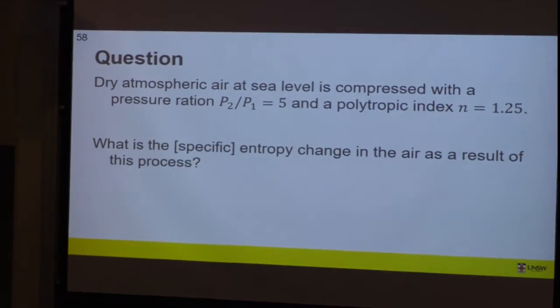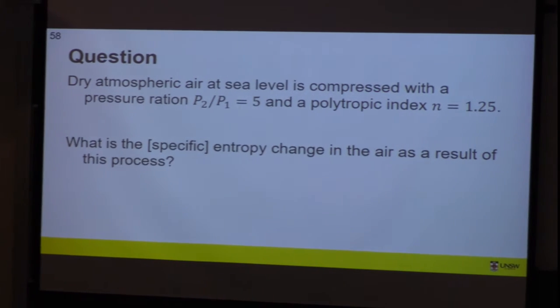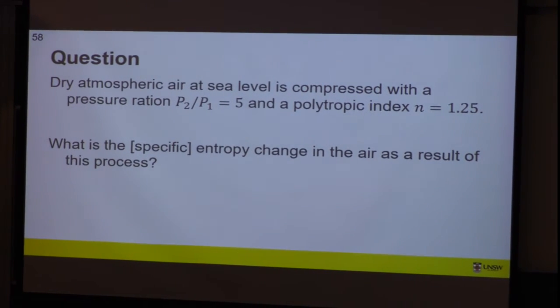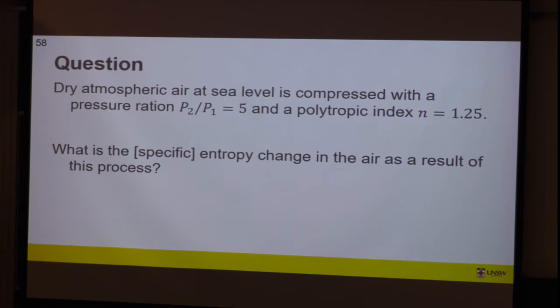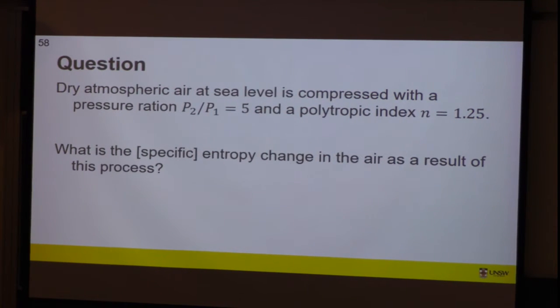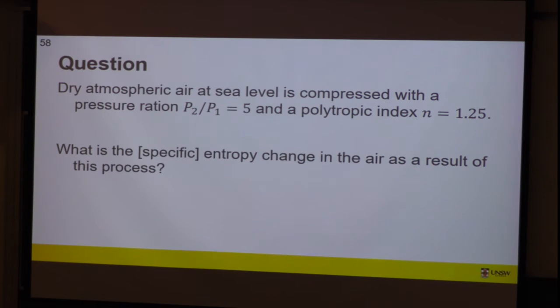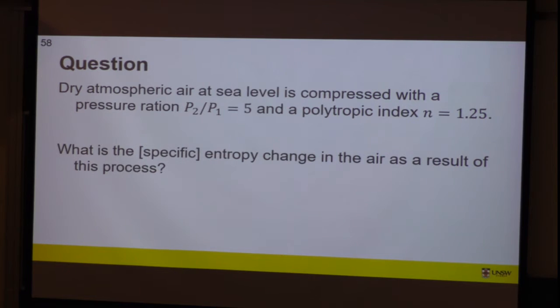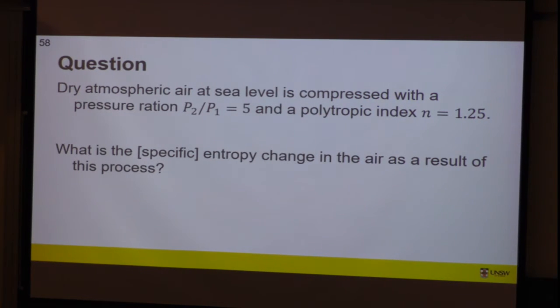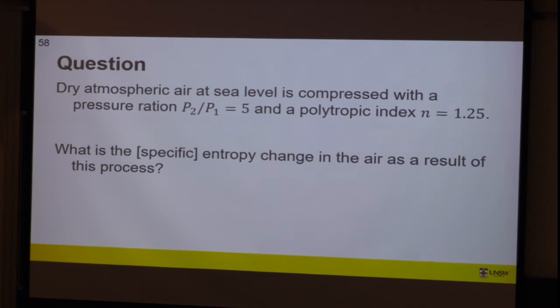Dry atmospheric air at sea level is compressed with a pressure ratio of P2 over P1 of 5, and a polytropic index, n equals 1.25. What's the specific entropy change in the air as a result of this process? So for fluids, we can look up on tables, right? So for pure substances, we look up our tables. For ideal gases, we need to use formulas. That's pretty much been consistent with how I've used these. So what are the formulas relating to entropy as it relates to ideal gases then?